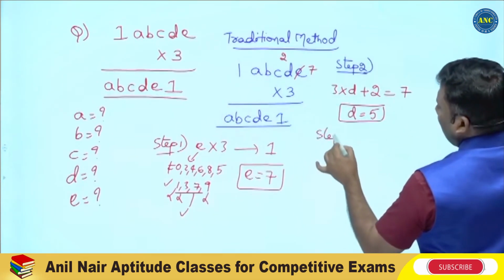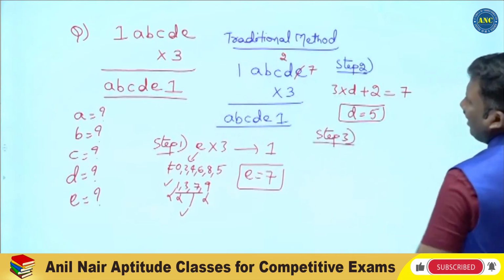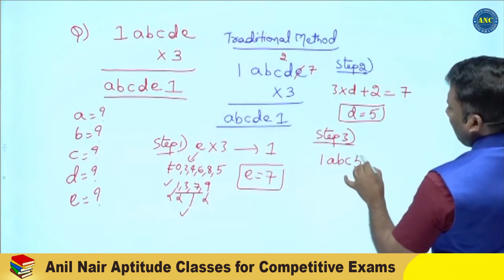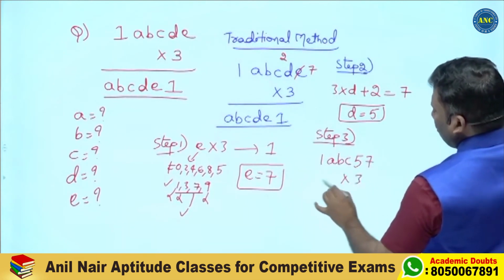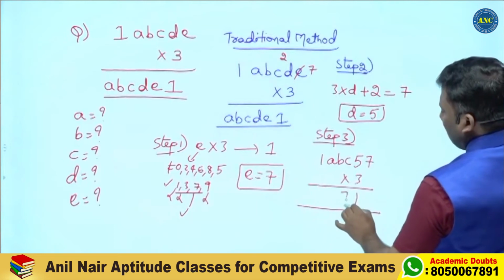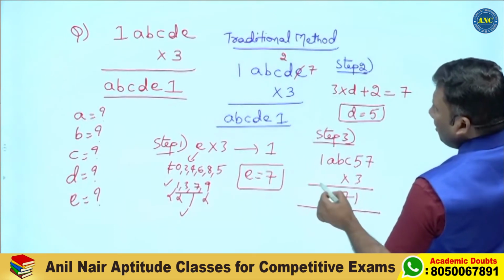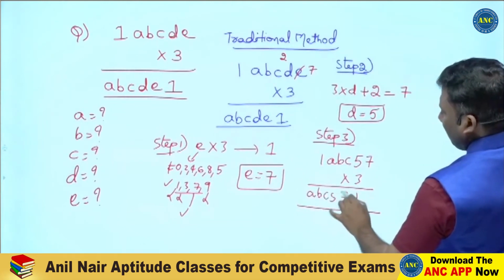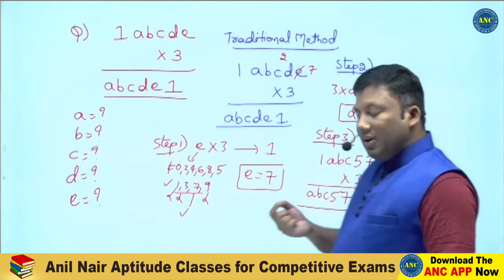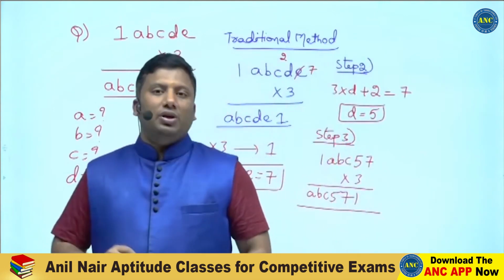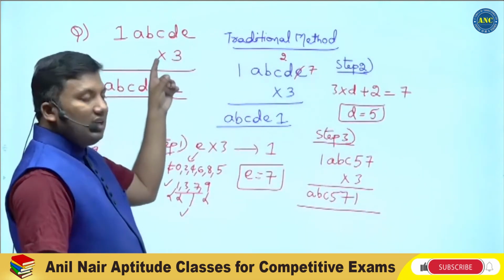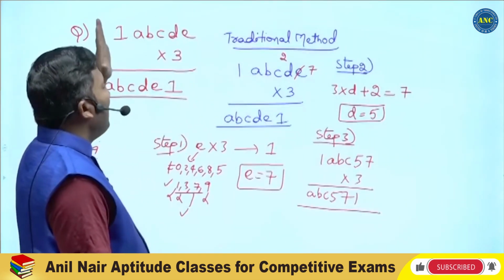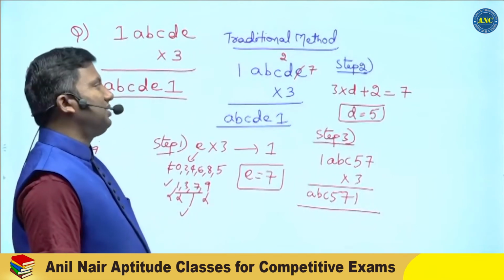Again, step number 3. See how complicated it is becoming. So this can be written as 1 A B C 5 7 into 3. This is 7 and this will become 7. Next we have to find out ABC 5. Like that you have to go. Step 1 will give you E. Step 2 will give you D. Step 3 will give you C. Then B, then A. Like that you have to move from right to left and find the values of A, B, C, D.